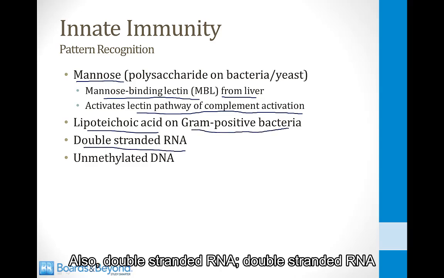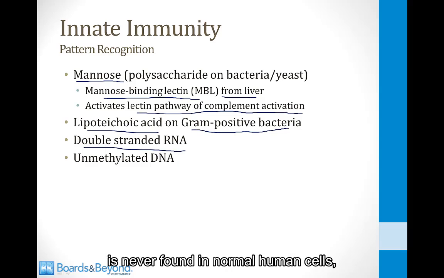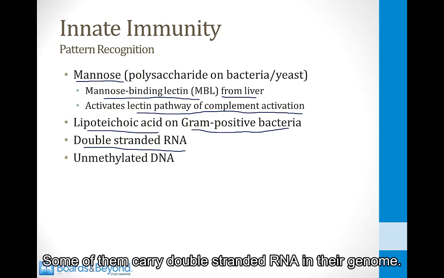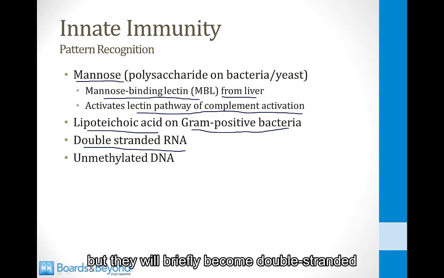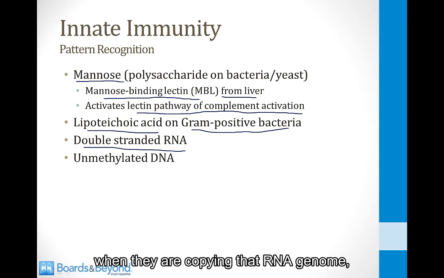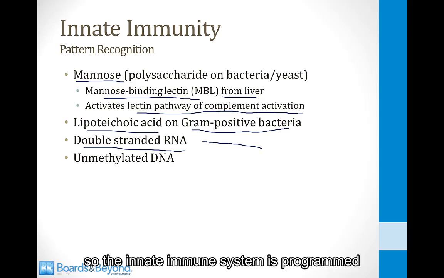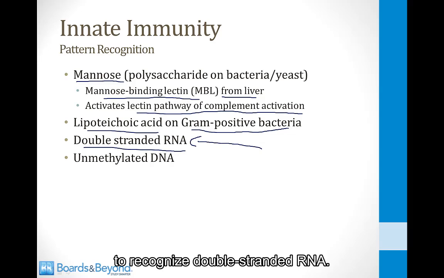Also, double-stranded RNA. Double-stranded RNA is never found in normal human cells, but many viruses are RNA viruses. Some of them carry double-stranded RNA in their genome. Others have a single strand of RNA, but they will briefly become double-stranded when they are copying that RNA genome. So the innate immune system is programmed to recognize double-stranded RNA.